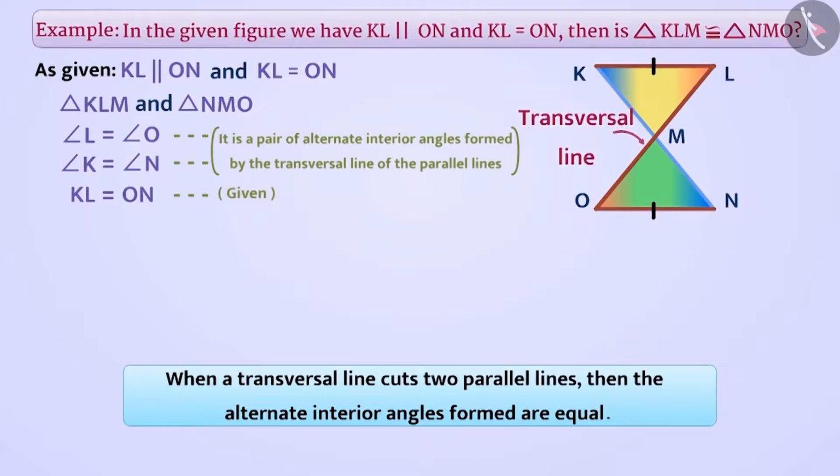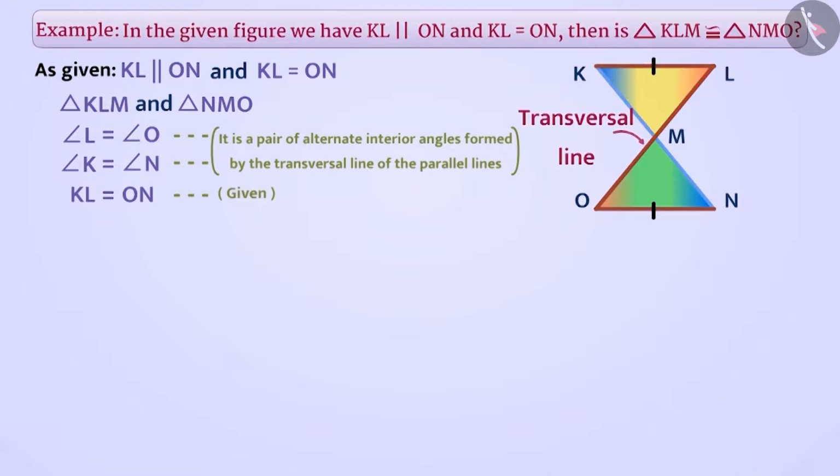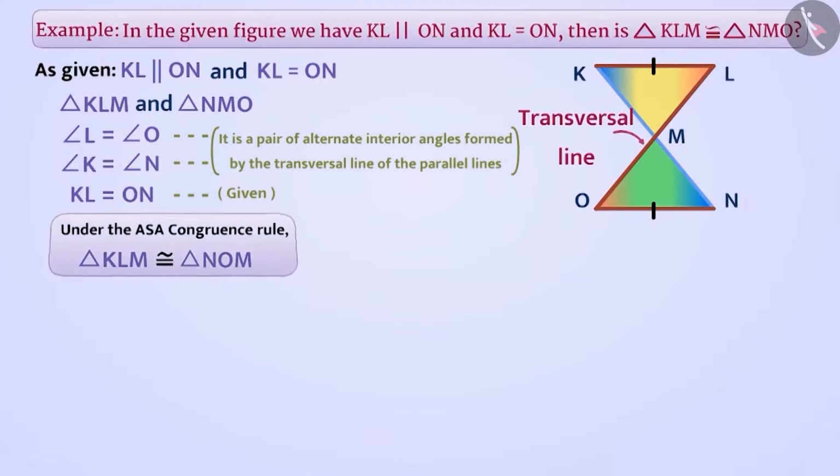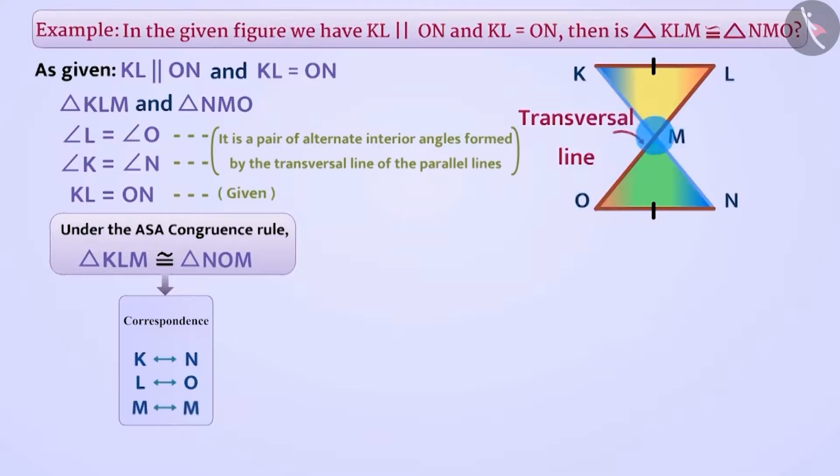Since here two angles, angle K and angle L, and the included side KL of triangle KML are equal to the two corresponding angles angle N and angle O, and the included side ON of the second triangle NMO. Therefore, under ASA congruence criterion, both these triangles are congruent. Here is the correspondence. K is correspondent to N, L is correspondent to O, M is correspondent to M.